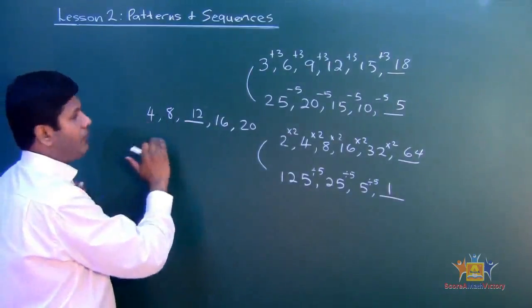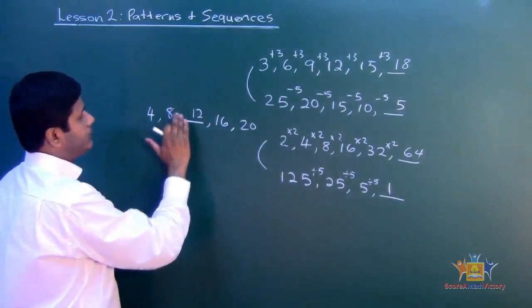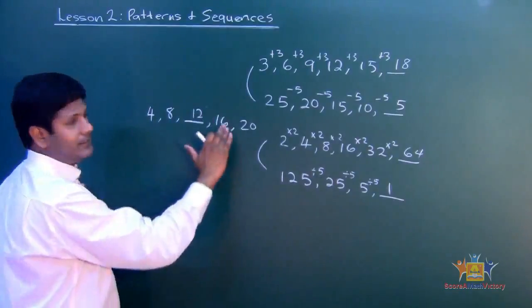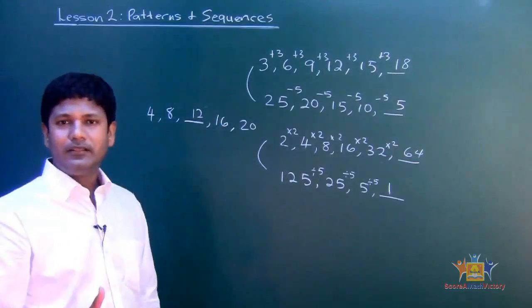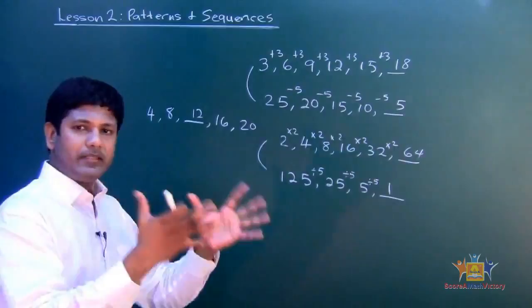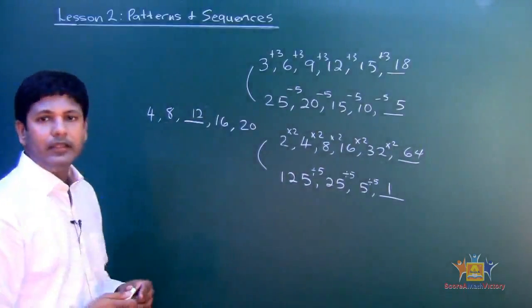This time, how about add 4? 4 plus 4 is 8. 8 plus 4 is 12. 12 plus 4 is 16. 16 plus 4 is 20. See that? That's how you do the reasoning, alright? Trying to fill up the blank, okay?